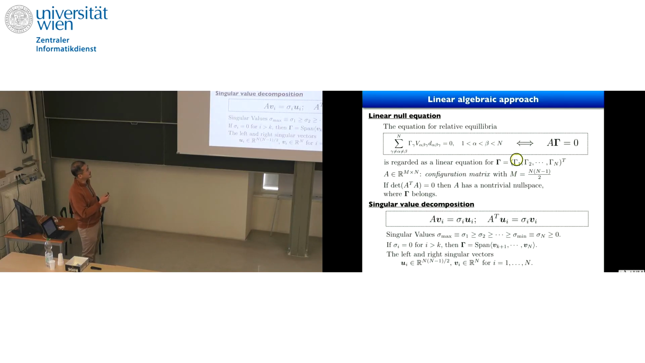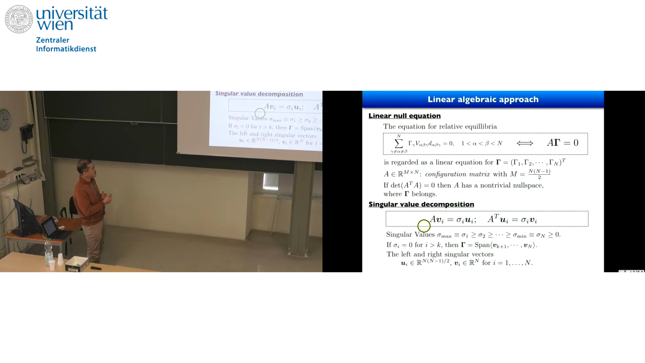So if the matrix A satisfies determinant A transpose A equals 0, then A has a non-trivial null space where the gamma belongs. So that means we are going to find the good locations of the point vortices whose corresponding matrix A has non-zero singular values. In order to find this configuration, we use a singular value decomposition, which is defined this way.